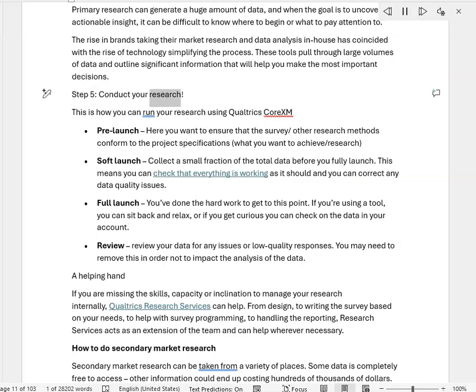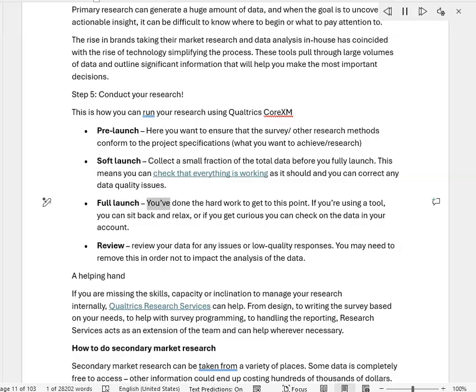Step 5. Conduct your research. This is how you can run your research using Qualtrics Core XM. Pre-launch. Here you want to ensure that the survey or other research methods conform to the project specifications, what you want to achieve or research. Soft launch. Collect a small fraction of the total data before you fully launch. This means you can check that everything is working as it should and you can correct any data quality issues.